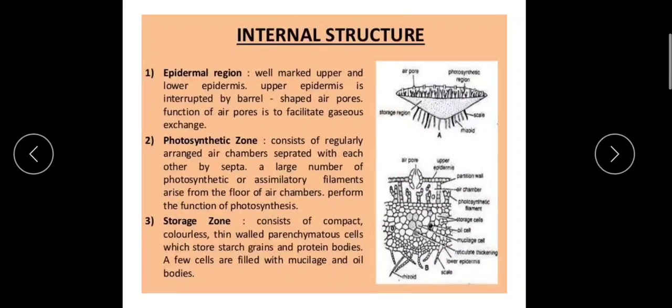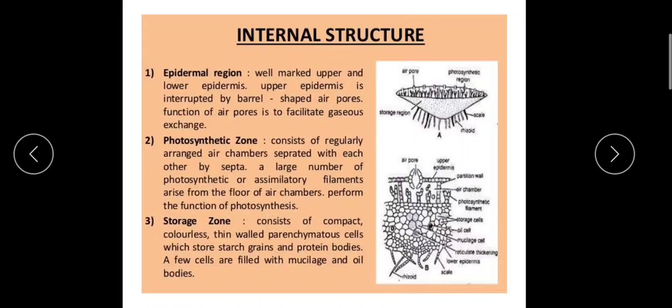These pores interrupt the upper epidermis. So the upper epidermis is not continuous; it is interrupted by the presence of air pores, barrel shaped air pores, and it opens to the exterior environment.